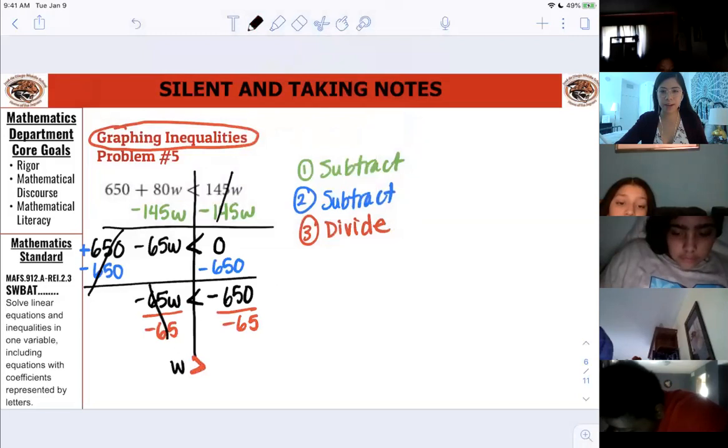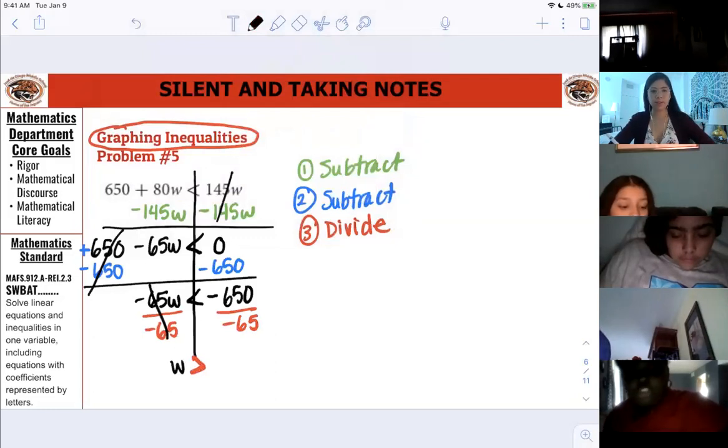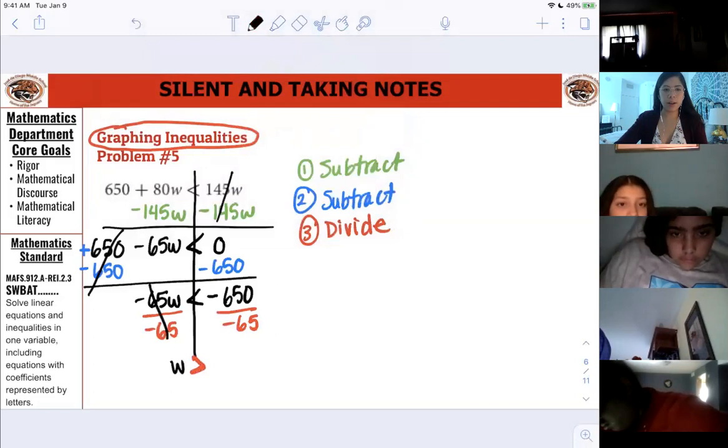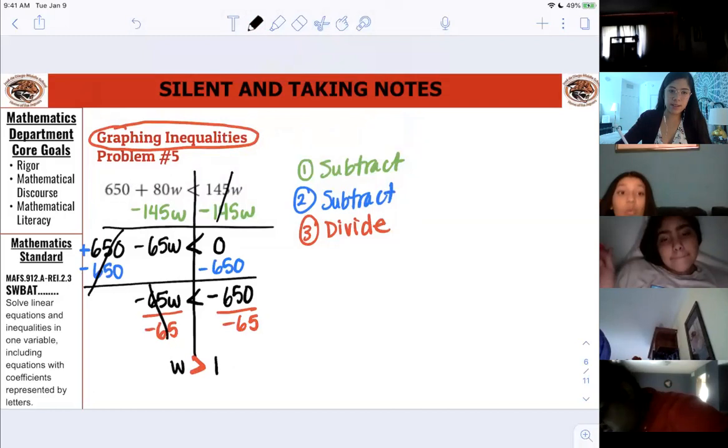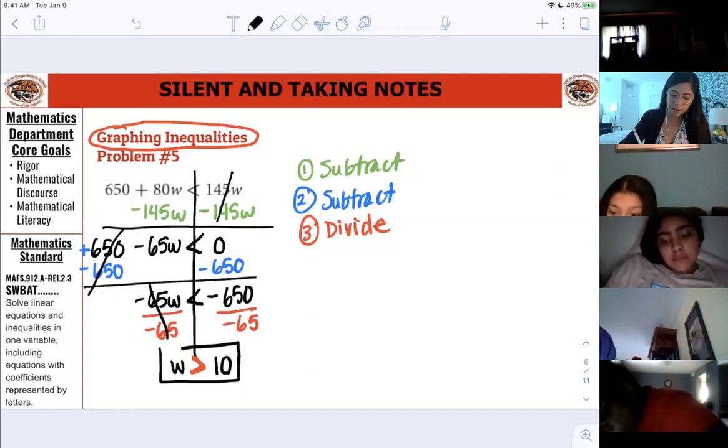Negative 650 divided by negative 65 gives me? I'm just dividing, so my 65s cancel out, and I'm left with? We're dividing, not adding. Negative 650 divided by negative 65 gives me 10. So my final answer is W is greater than 10.